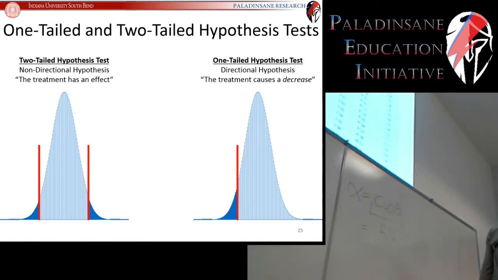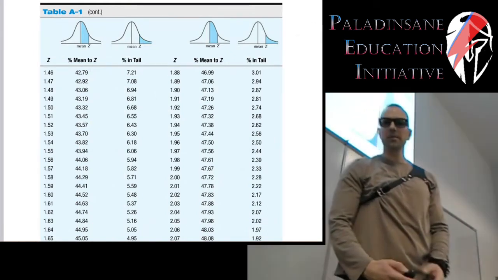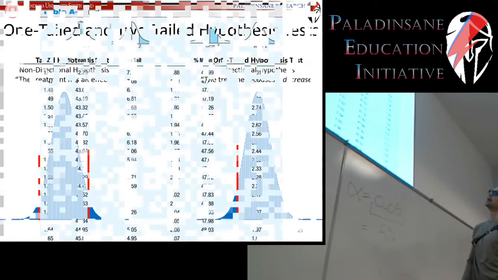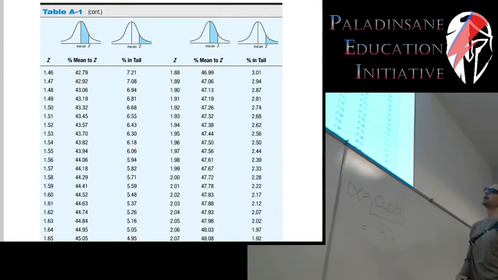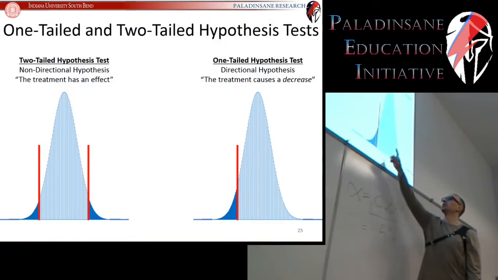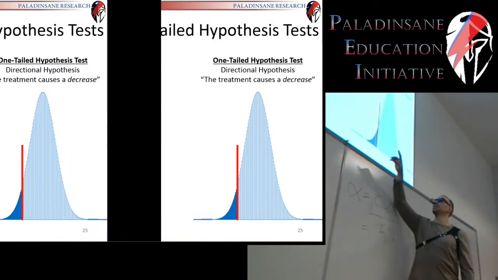So let's start off with a two-tailed test. Let me just take a quick look. All right, let's start off with a one-tailed test instead of a two-tailed. We're going to start off with a one-tailed test. It's a little bit easier to do this first.